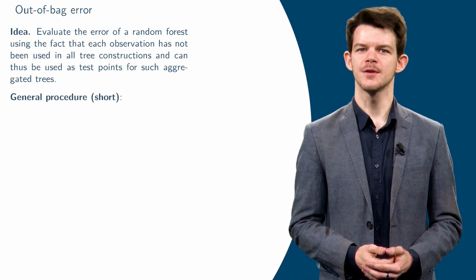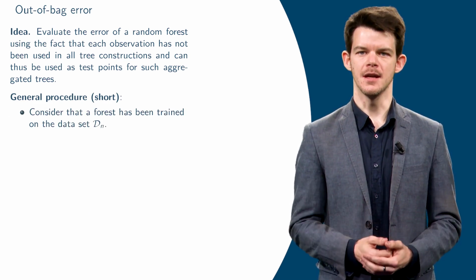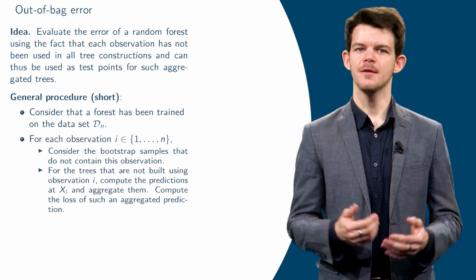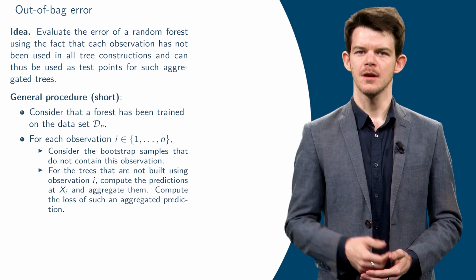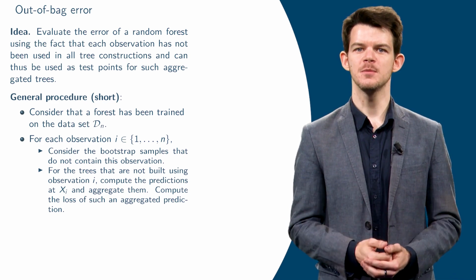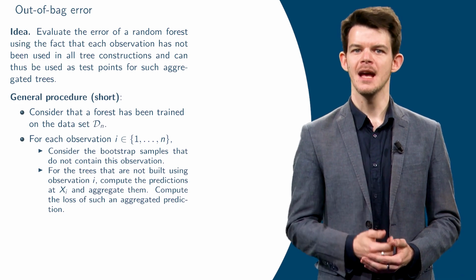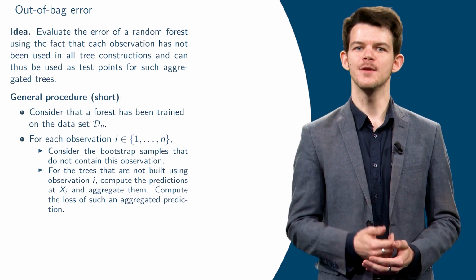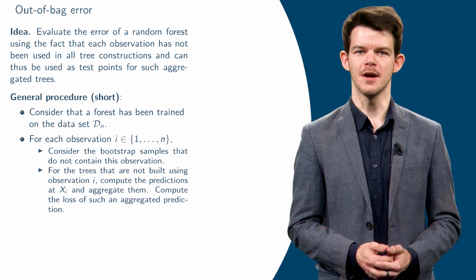Let's try to summarize the procedure in a concise way. Let's imagine that we have already trained a forest on the dataset Dn, and we now seek to calculate its error via the out-of-bag procedure. For each observation of the dataset, we will apply the following procedure. Let's take the ith observation. Consider all bootstrap samples that do not contain this observation. The corresponding trees have not been trained using the ith observation. We can then compute their prediction in this observation and aggregate the predictions of these trees to obtain the prediction of a subforest composed of the trees that have not been trained with observation i. We can then calculate the error of this subforest in observation i.